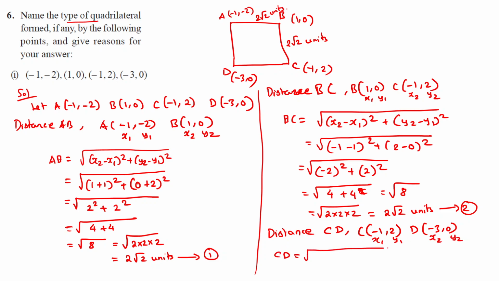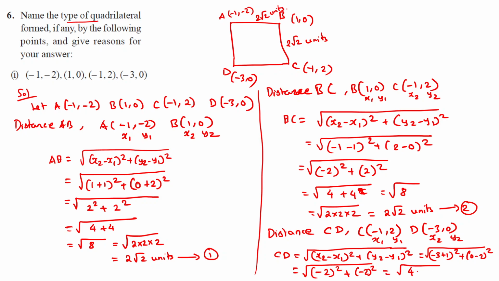So CD is equal to square root of x2 minus x1 whole square plus y2 minus y1 whole square. This is nothing but root of minus 3 minus of minus 1 is plus 1 whole square plus 0 minus 2 whole square. Next step, which is equal to square root of minus 3 plus 1 is minus 2 whole square plus 0 minus 2 is again minus 2 whole square. We will have minus 2 whole square is 4 and also minus 2 whole square is 4. We can neglect the negative value because we are having even power, which means minus 2 into minus 2, minus minus will get cancelled, 2 into 2, 4. So root of 4 plus 4, which is equal to root 8. The value of root 8 is 2 into 2 into 2, nothing but 2 root 2 units.